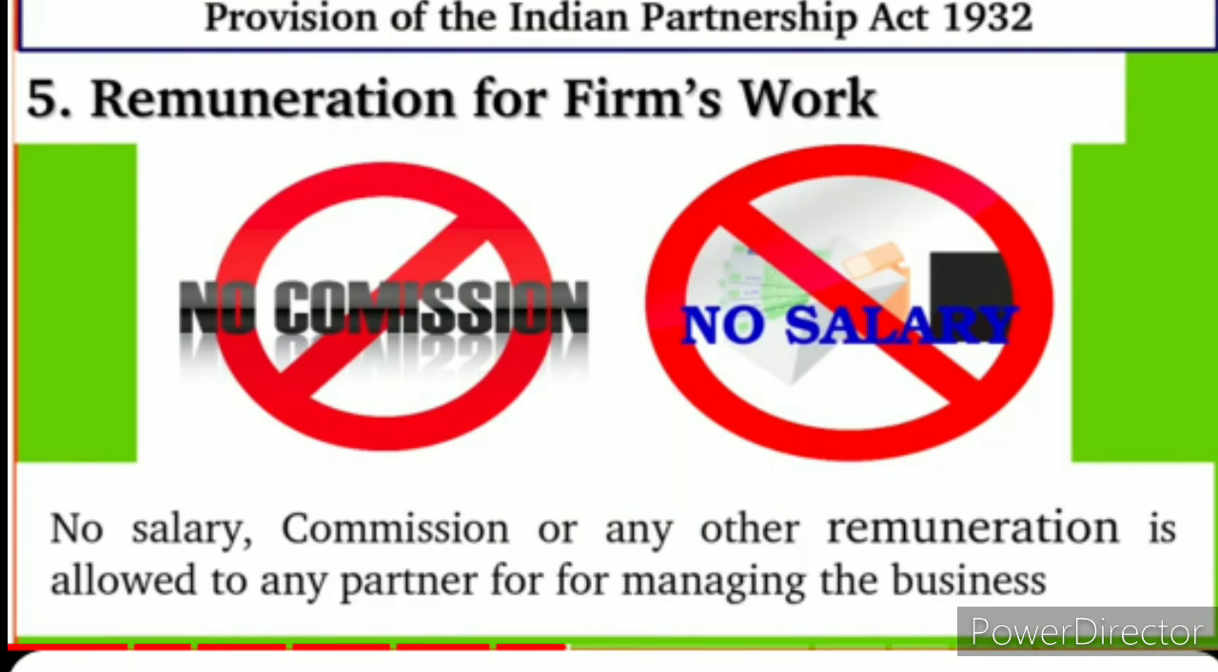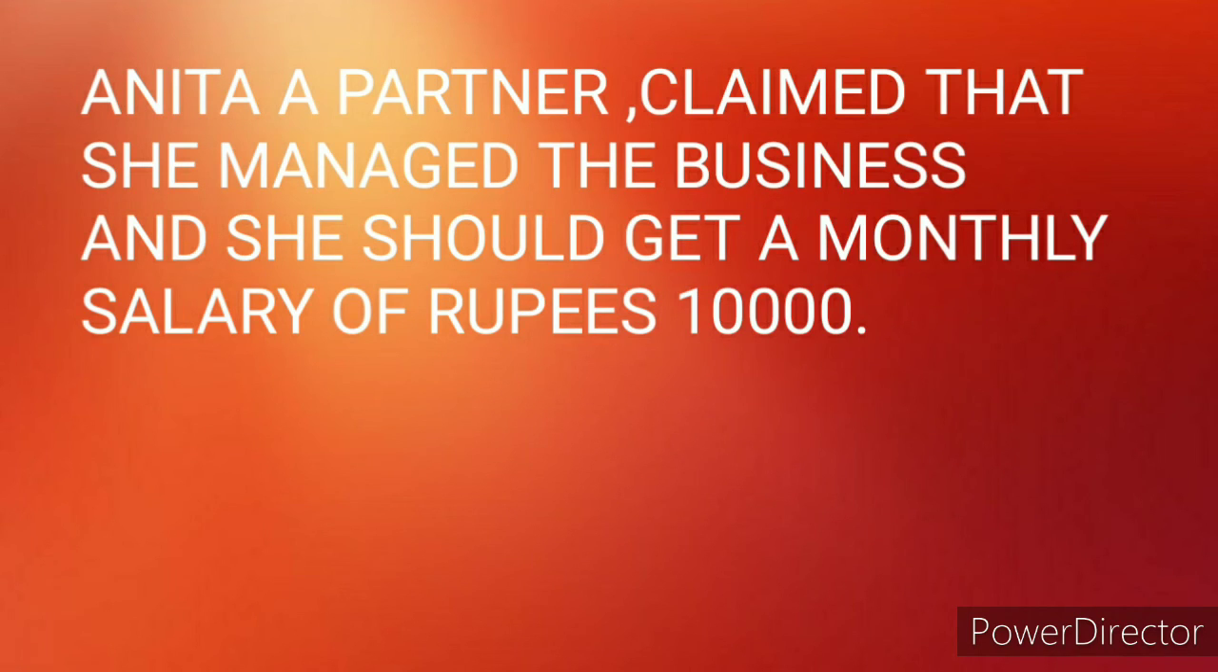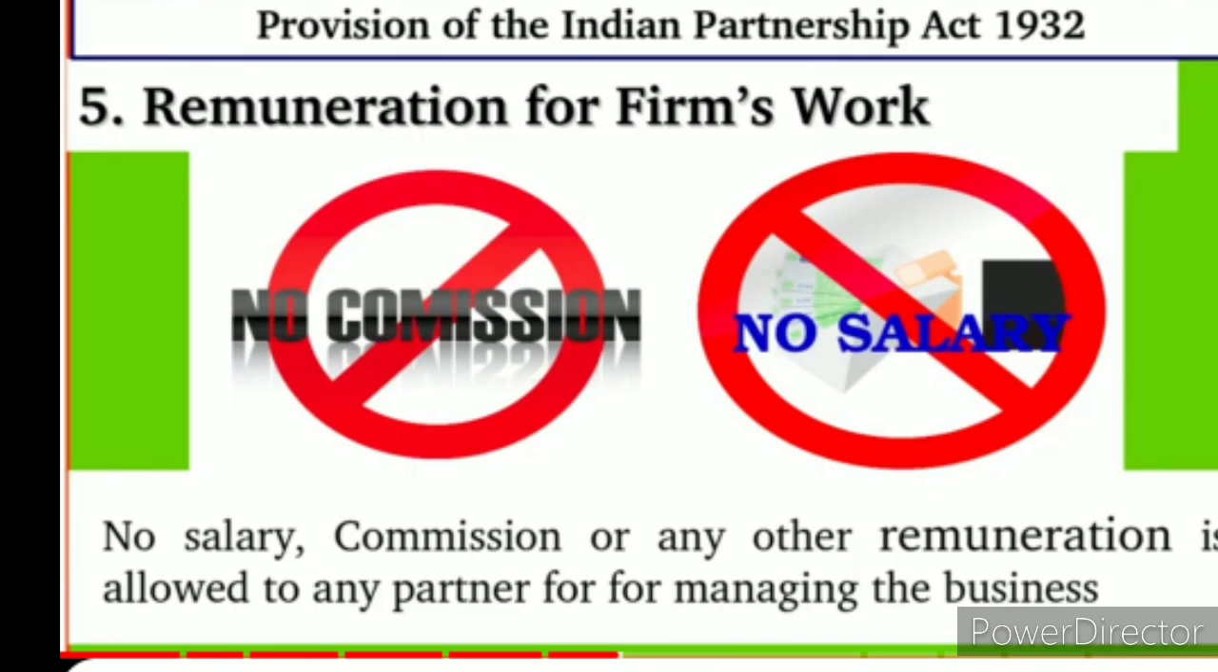Fifth is remuneration to partners. No partner is entitled to get any salary, commission, fees, etc. for taking an active part in day-to-day business affairs or activities. In the absence of the partnership deed, no salary should be provided to partners. Suppose Anita is a partner. She claimed that since she managed the business, she should get a monthly salary of rupees 10,000. But in the absence of a partnership deed, Anita is not entitled to a salary, because if there is no partnership deed, no partner can get any salary, commission or fees for the services rendered or for taking part in the operation of the business. Hence, in the case of a silent partnership deed, no remuneration is paid to any partner.